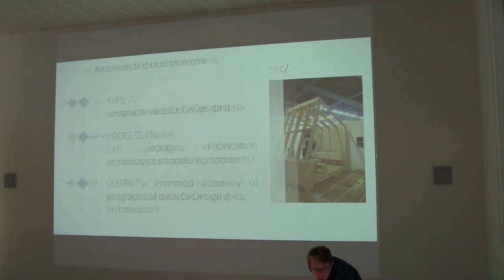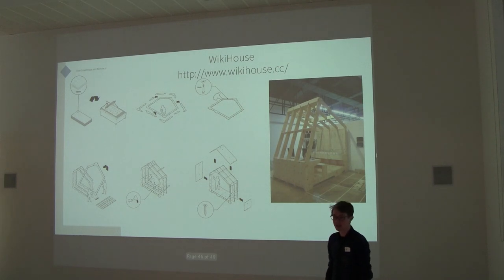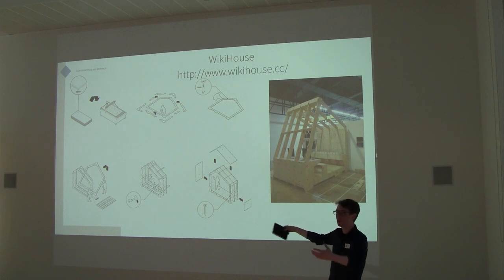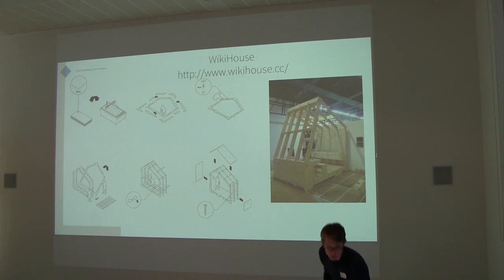So when I talk about architecture in an open source context, probably the best example is WikiHouse. And WikiHouse is a website where you can go and download diagrams for how to create buildings, and then you can run them through CNC machines and knock them together. And in theory, it's very simple, but I tried to make one of these, and it's not as simple as all that.